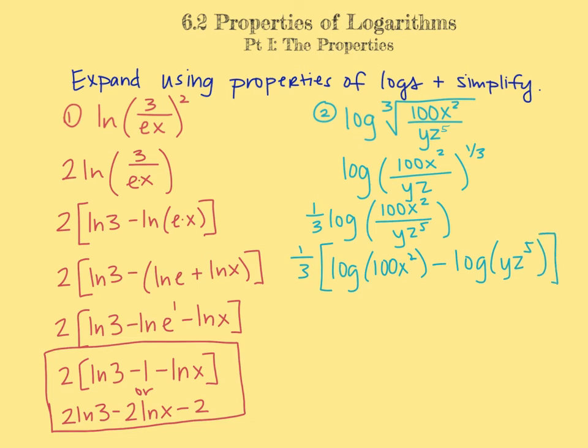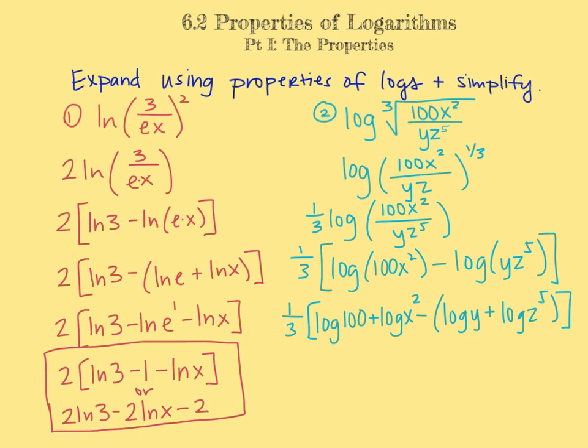Now from here, we note that each one of our logs still is a product. And using the product rule, when we have the log of u times v, we can rewrite it as the log of u plus the log of v. So this is the log of 100 plus the log of x squared. And then this is minus both logs. So we're going to expand this using the product rule. It's the log of y plus the log of z to the 5th. And I put that in parentheses because we're subtracting more than one term.